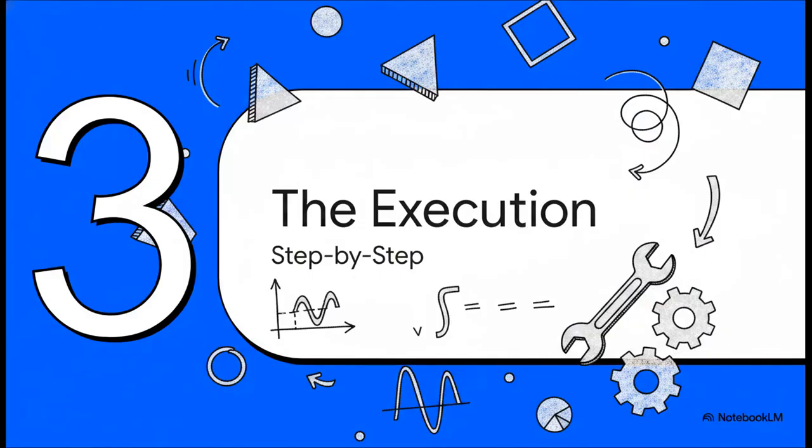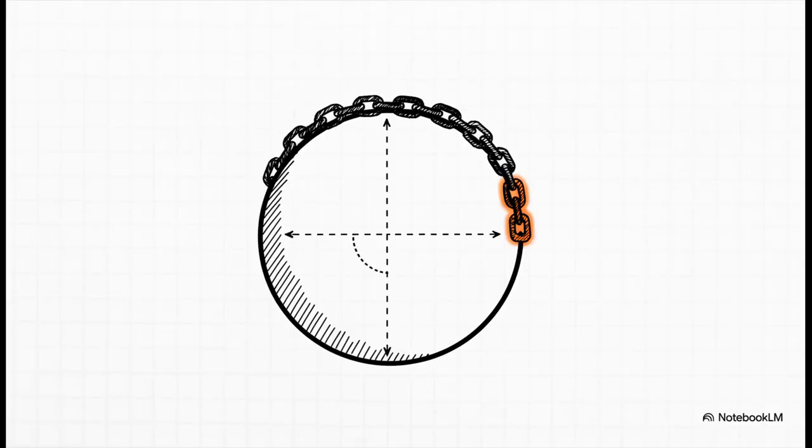Okay, this is where the fun begins. It's time to see how this elegant plan actually works with numbers and symbols. Let's get our hands dirty. First up, step 1, we need to pick our tiny element. So let's imagine a little segment of the chain, and we'll call its mass dm. It's located at some angle theta, down from the very top of the sphere. And this tiny little piece has a tiny little length that we'll call ds.